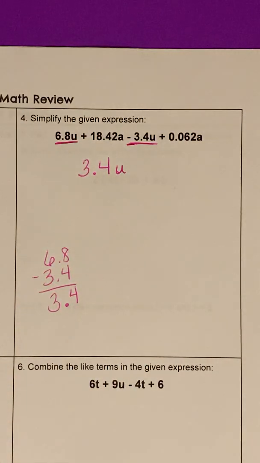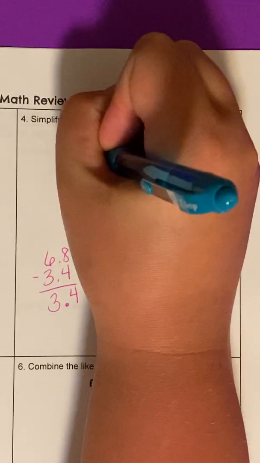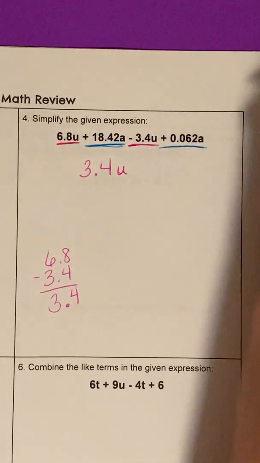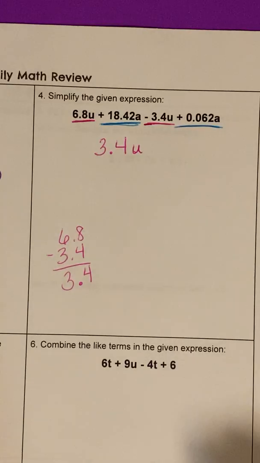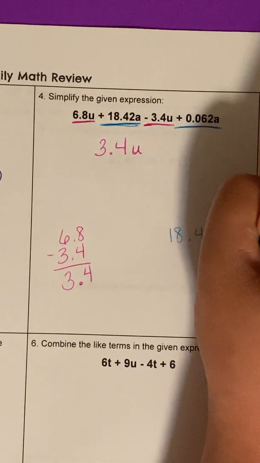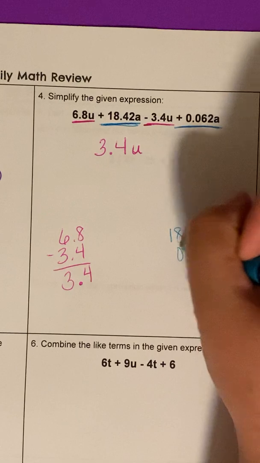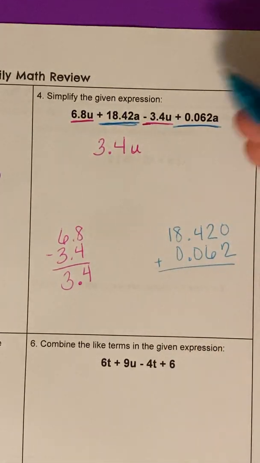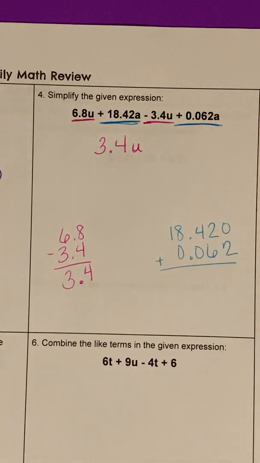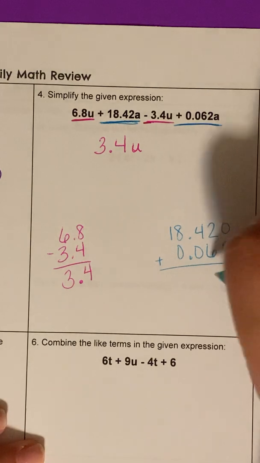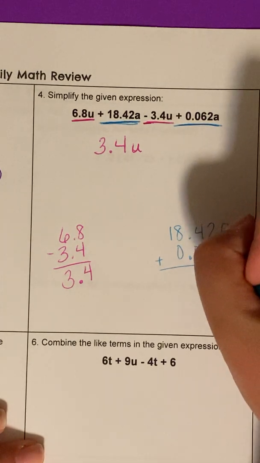All right, we did that part, so those two are done. Let's combine the a's. We have a positive 18.42a, and we add 62 thousandths a. We are going to line up our decimals and add those: 18.42 and 0.062. They're both positive, so we're going to add. 0 plus 2 is 2. 6 plus 2 is 8. 4 plus 0 is 4.